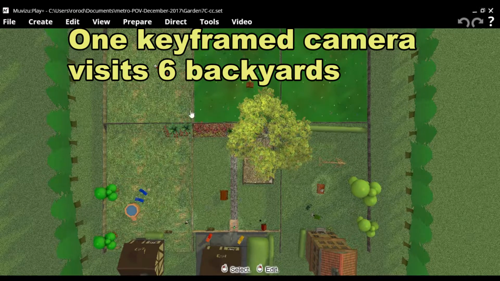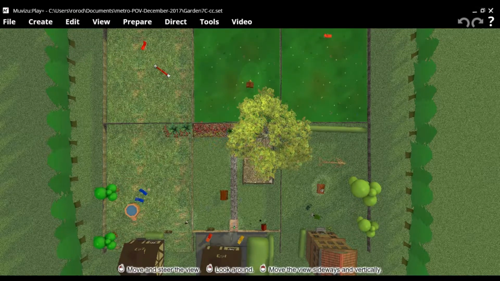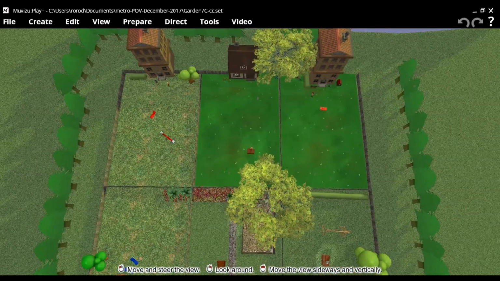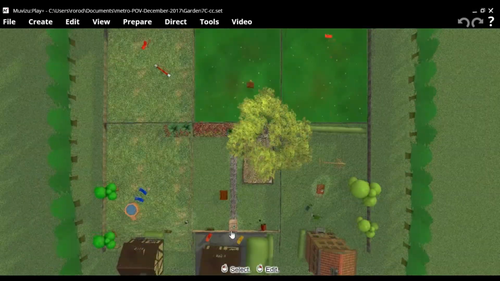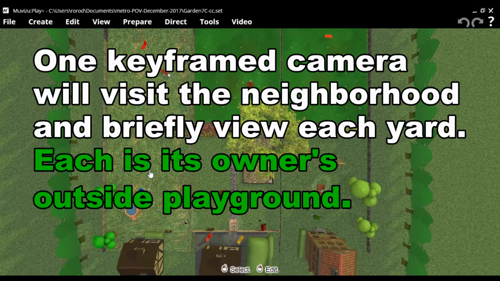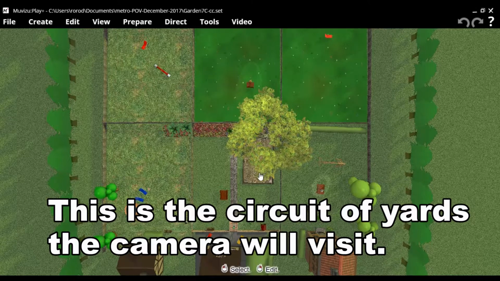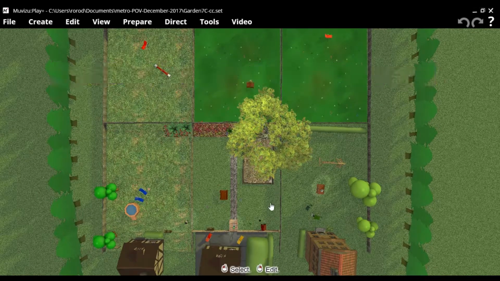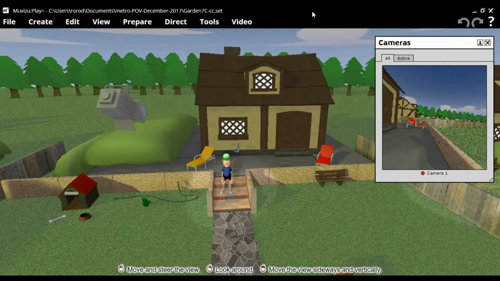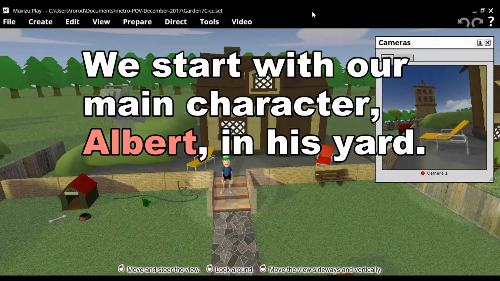This video involves one keyframe camera visiting six backyards in this setup. It makes a circuit. The center house on the bottom is Albert's yard. That's where we begin. And we briefly view the activity going on in each individual backyard. This is where we begin. Albert's backyard.